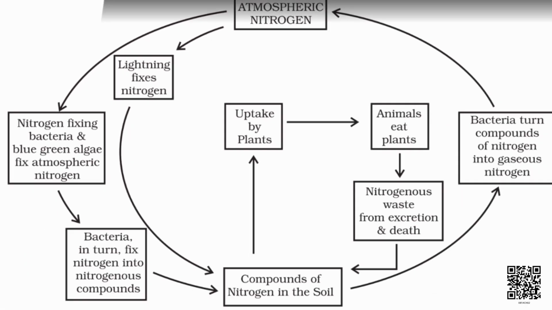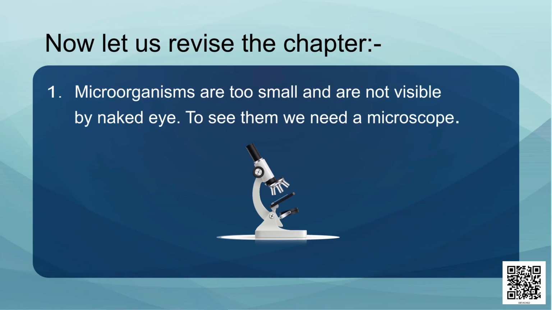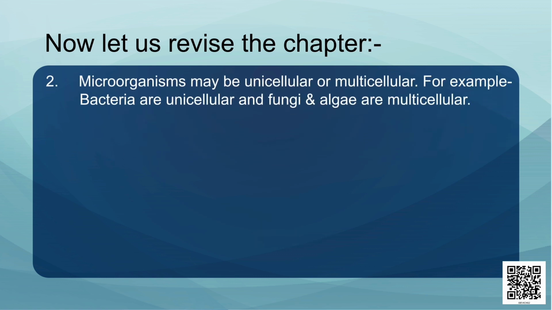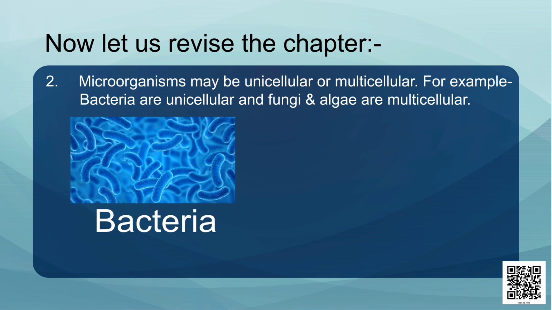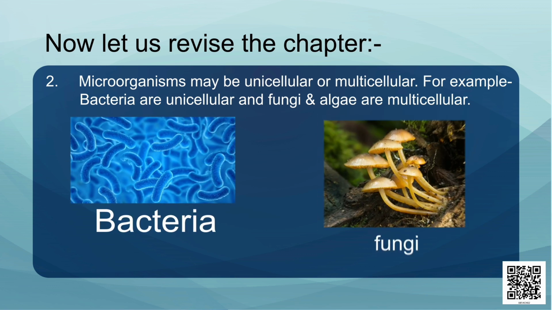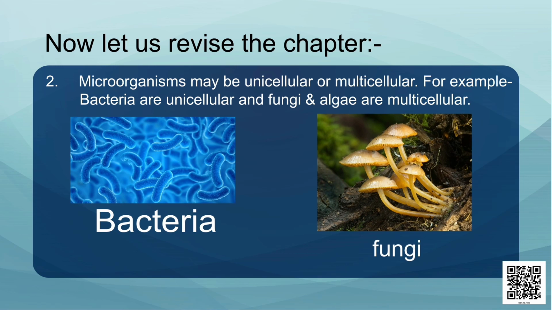Now, recapitulation time. Let us revise the whole chapter. Microorganisms are too small and are not visible to the naked eye. To see them, we need a microscope. A microscope enlarges the image of objects. Microorganisms may be unicellular or multicellular. For example, bacteria are unicellular and fungi or algae are multicellular.